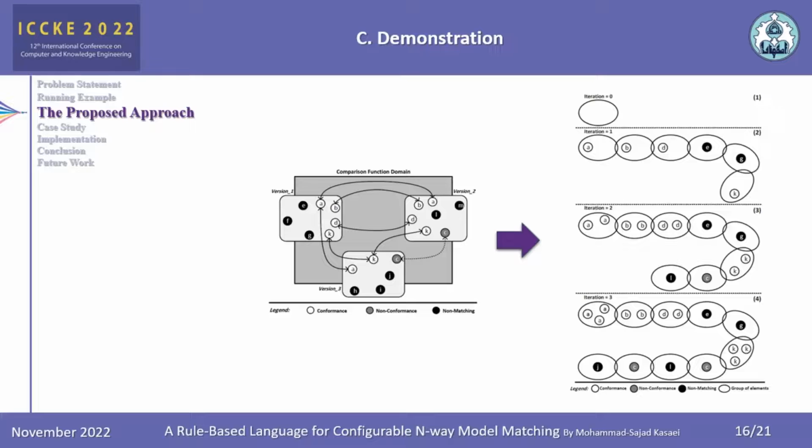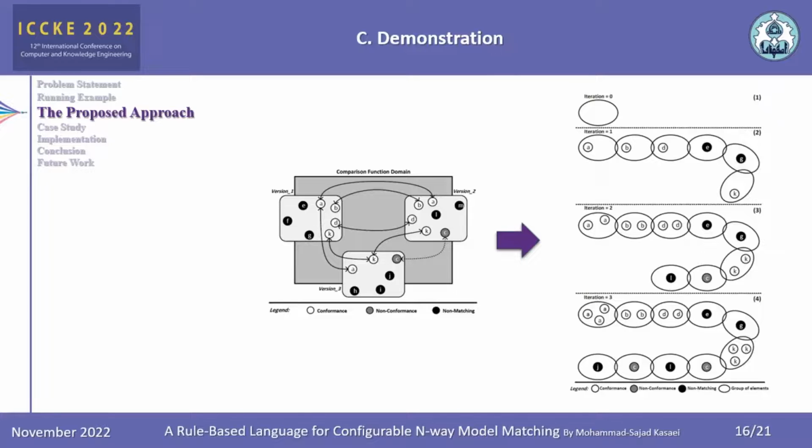Now look at the workflow of our algorithm. The algorithm needs to iterate over all input models. In this example, 3 iterations are performed. In the first iteration, elements of the first input model are separately placed into a group.